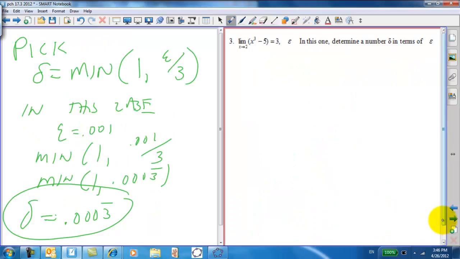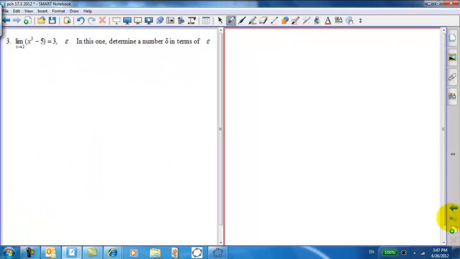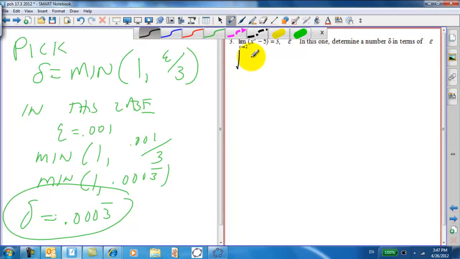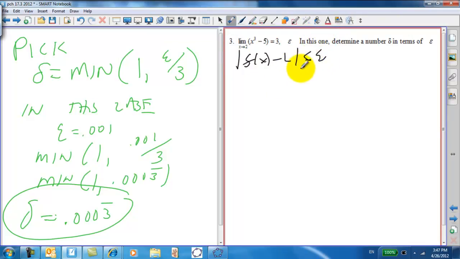Okay? Now in this case, for our last problem today, we're going to do a cubic. And we're going to do it in general too. Notice I'm not giving you a specific epsilon, you have to prove it for all epsilon. So we start off with the absolute value of f of x minus L is less than epsilon, as we do in all the epsilon delta proofs. And we put in our f of x, which is x cubed minus 5, minus the limit, which is 3, is less than epsilon. Absolute value of x cubed minus 8 is less than epsilon.